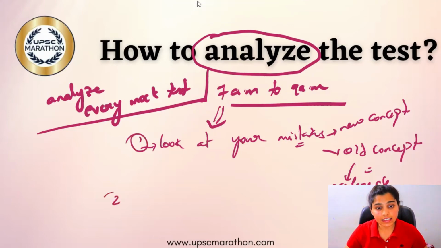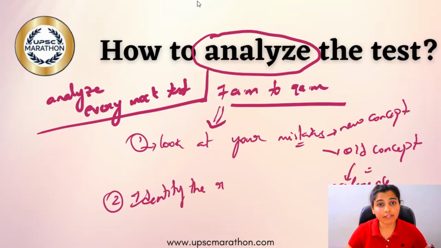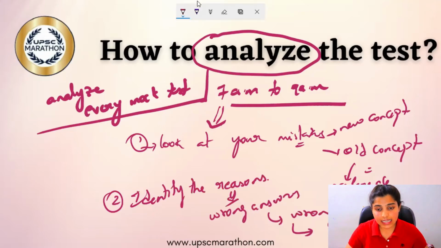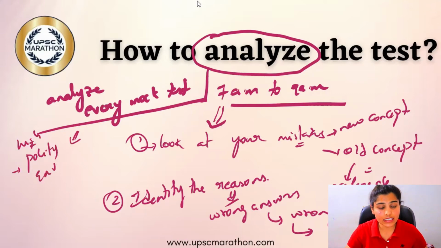The second thing is you are supposed to identify the reasons behind your wrong answers. Is it because of wrong interpretation? Is it because you lack conceptual clarity? Is it because you are weak in current affairs? That is how you analyze it and identify your strengths. You are supposed to segregate your scoring. Is your accuracy high in polity, or environment, or geography?